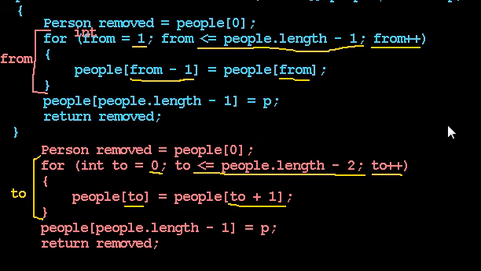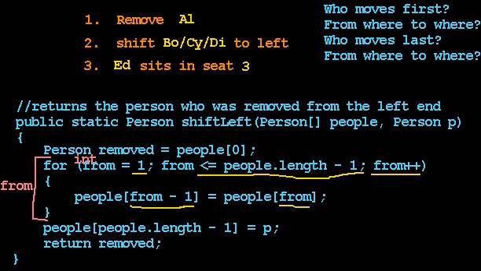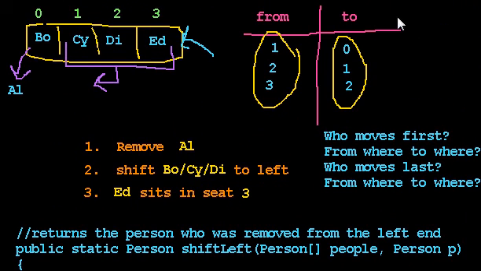So hopefully that answered some of your questions about shifting elements in an array. And remember, the real key is, I think, make these charts for yourself, commit to just one of these indexes to being your loop index, and use a good name for that loop index, and ask yourself questions like, who moves first, where do they move, who moves last, and from and to, where do they move?